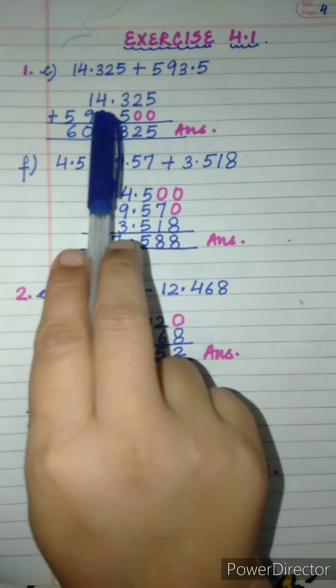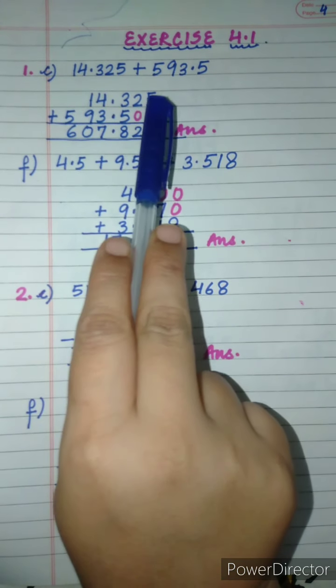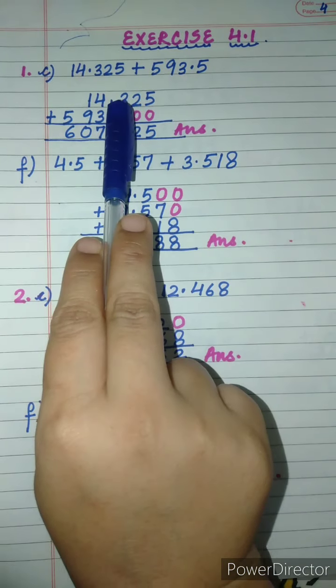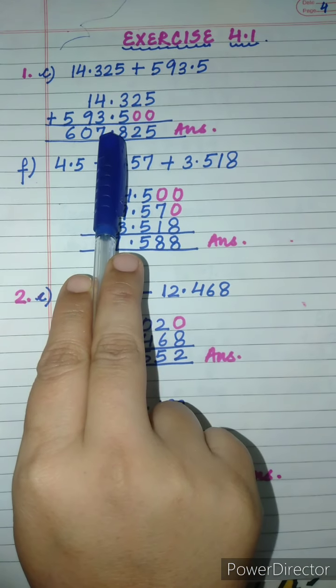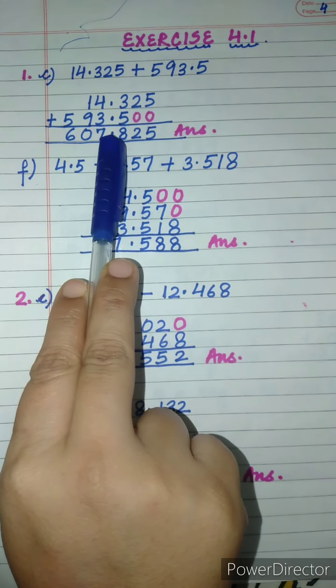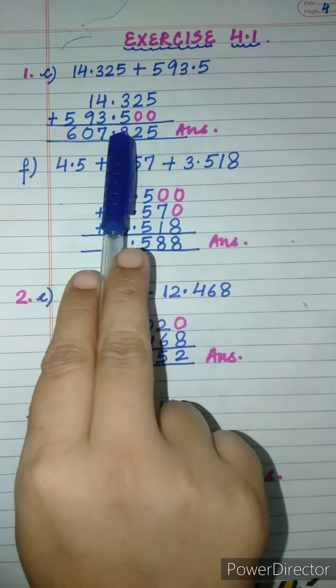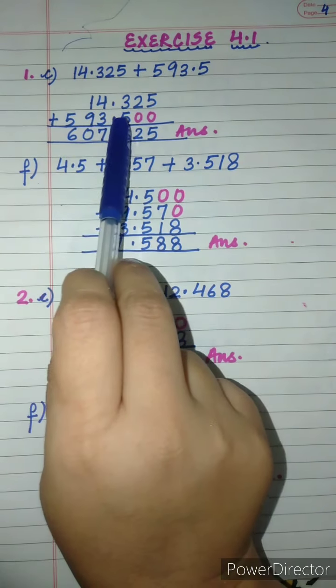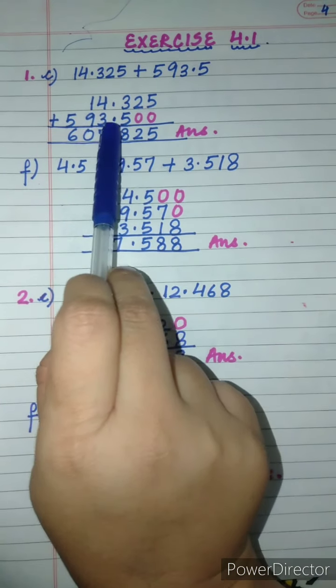We have written 14.325. Now for writing the other number, make sure that this decimal comes just below the first decimal, that is, the decimals should be lined up. So we have written 14.325, then you will write this decimal.